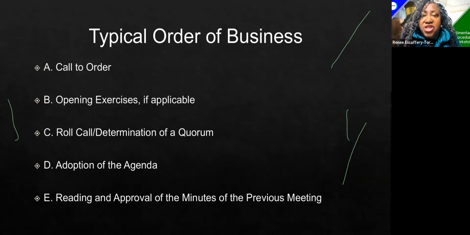And again, the agenda is adopted by motion. The approval of minutes, however, is not. And I know that in a lot of meetings, people will say, may I have a motion to approve the minutes? You don't need a motion to approve the minutes. The presiding officer can approve the minutes as circulated or distributed or corrected. But the agenda has to be adopted by motion.